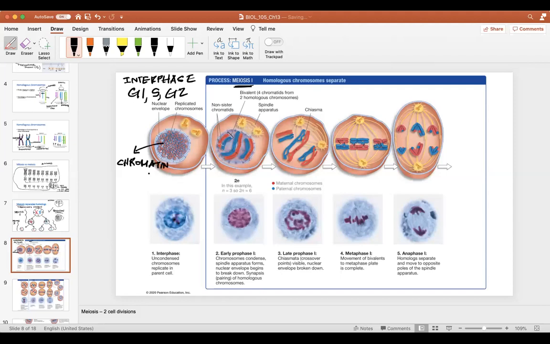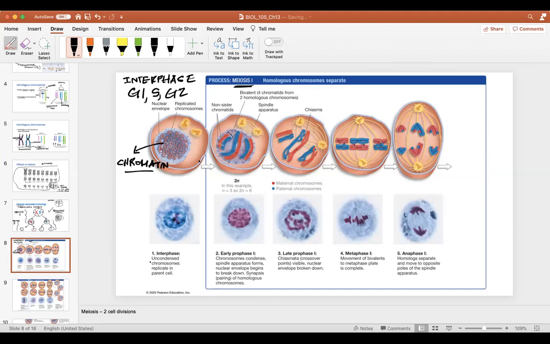Review question, what's chromatin? How is it different than the DNA by itself? All right, think about that and see if you can answer that for yourself. So here is a picture of what an interphase cell looks like. You can see that we have uncondensed chromosomes, and they are replicating in the parent cell.